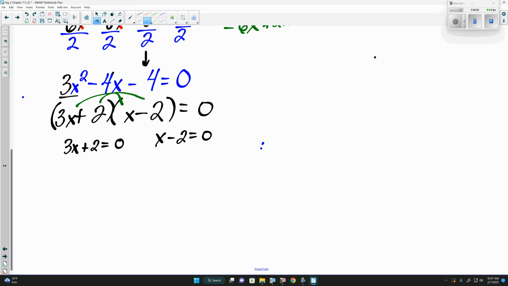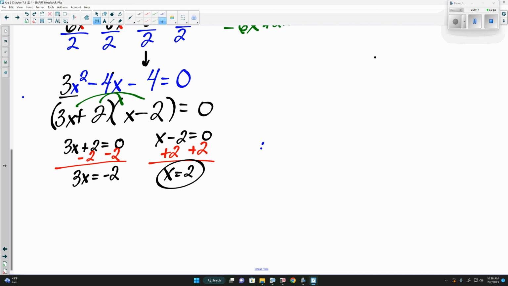Well, the x minus 2, we would just need to add 2 to both sides, telling us x is equal to 2. For the other one, we have a few more steps. First thing we would need to do is subtract 2 from both sides, telling us 3x is negative 2. But since x is not by itself, we also have to divide by 3, telling us x is negative 2/3.